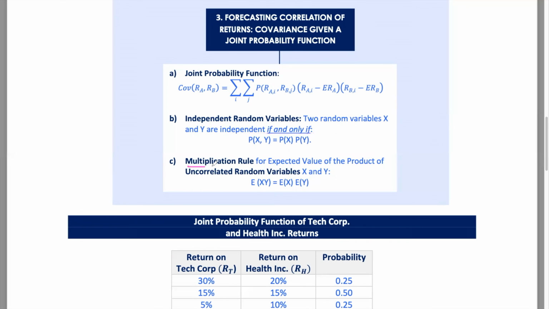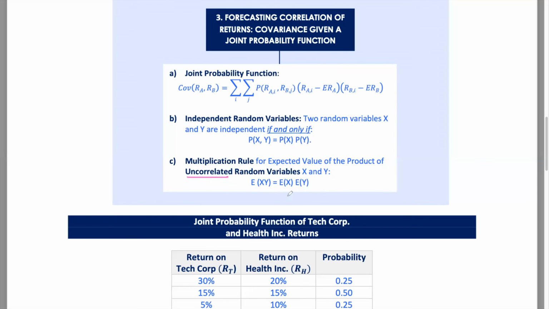Next, let's discuss the multiplication rule for the expected value of the product of uncorrelated random variables. This rule is useful when calculating the expected return of a portfolio with uncorrelated assets. For two uncorrelated random variables x and y, the expected value of their product is the product of their expected values. It's important to note that uncorrelated random variables are not necessarily independent, but independent variables are always uncorrelated.